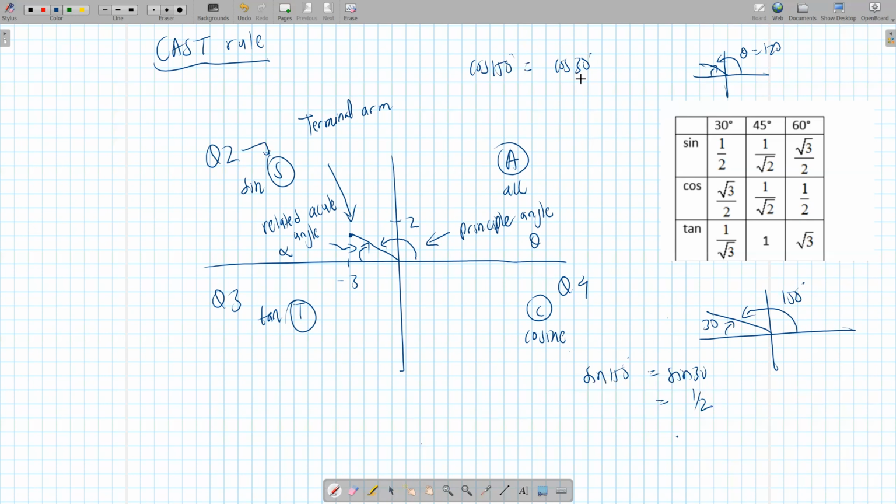Cosine is not positive. Cosine is only positive in quadrant 1, where everything is positive, and quadrant 4. C, you see that? So that means in quadrant 2, because 150 landed in quadrant 2, you just gotta put a negative sign here. So cosine of 150 is cosine of 30 with a negative sign. And what's cosine of 30 here? Cosine of 30 is root 3 over 2, so it's negative root 3 over 2. There we go, like that.